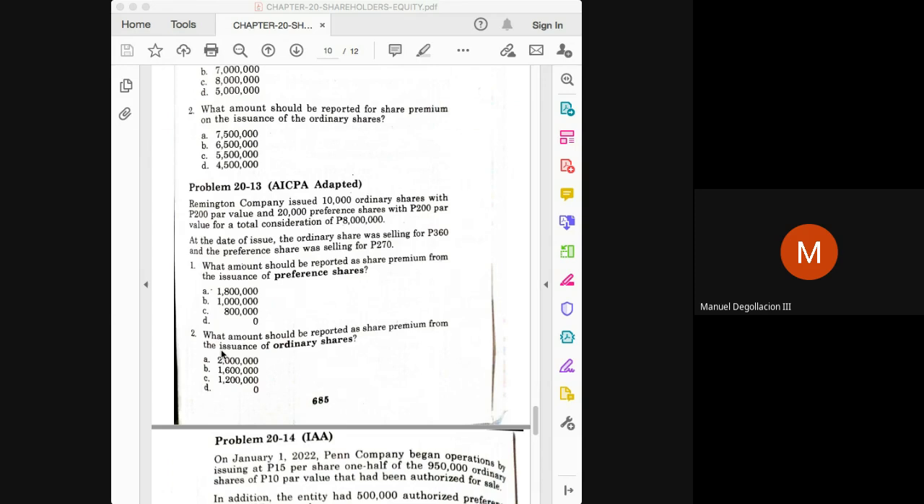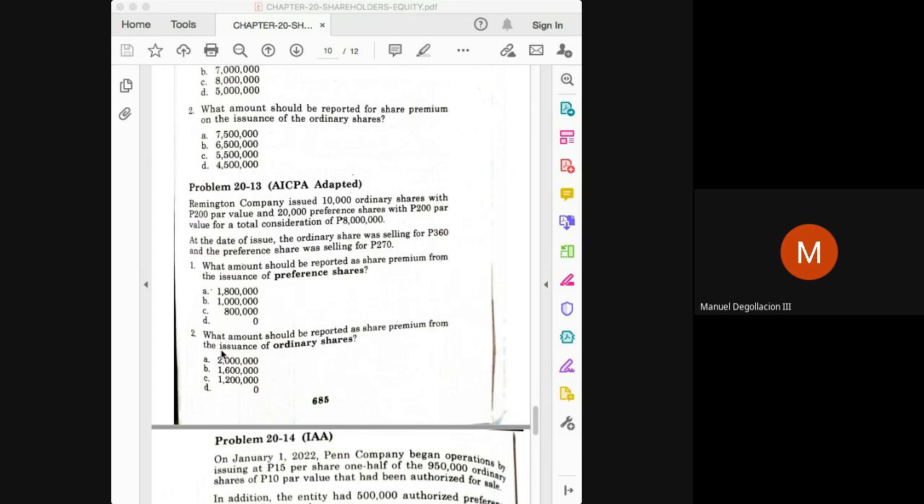Okay, but why is that not in the choices? Because the question asks for the share premium. The 4,800,000 is the value that will go to your preference shares. Okay, but since we are asked for the share premium, we would have to determine how much then is the par value of the preference shares. Here, the par value of the preference shares is 200. Okay, so out of the 4,800,000, how much will go to share capital and how much then would go to share premium? If we are issuing 20,000 preference shares and each has a par value of 200, the total par value would be 4 million.